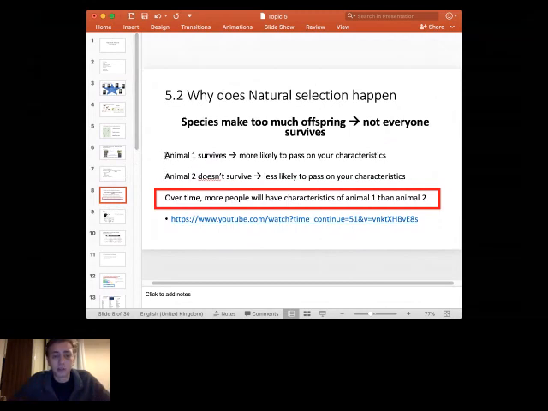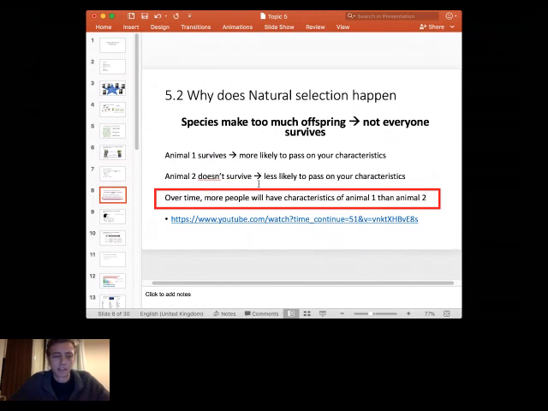And so if we zoom into this process, what does this mean? Well, consider that you have 2 animals, animal 1 and animal 2. If animal 1 survives a given environment, it is more likely to pass on its characteristics. It's more likely to create offspring with another individual that's survived. If an animal doesn't survive, so for example, if animal 2 doesn't survive, it is less likely to pass on the characteristics. Super simple, right? What this means is that over time, more animals, sorry, I shouldn't say people, I should say animals, more animals will have the characteristics of animal 1, because it's just more likely to produce offspring than animal 2.